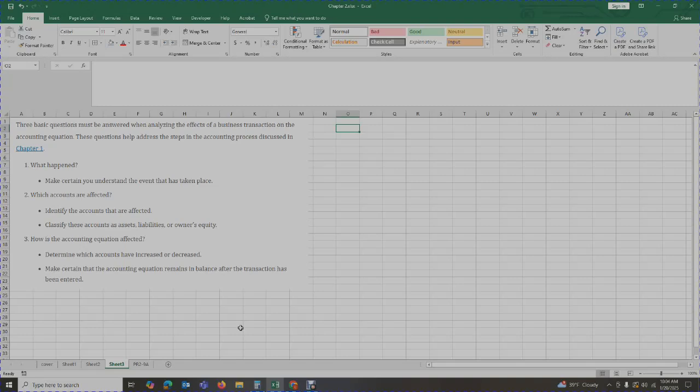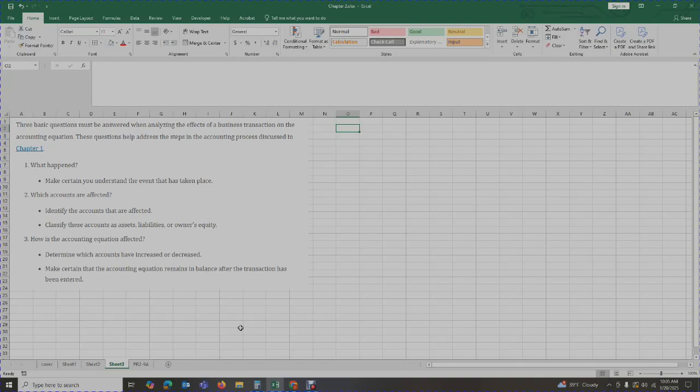The first thing we need to ask is what happened. Make sure that you understand the event that has taken place. Number 2, which accounts are affected. You need to identify the accounts, okay? Which accounts are being affected, and this could be 2, 3, 4, 5 accounts. Some transactions are very complex and they affect more than 2 accounts. So we need to identify the accounts being affected and then classify these accounts either as assets, liabilities, or owner's equity. And then last but not least, how is the accounting equation affected?